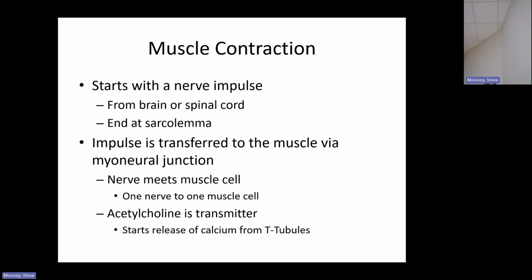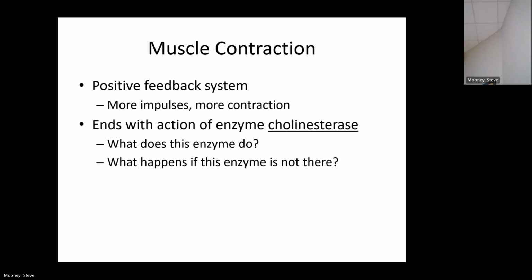So last time we talked about what happens if you can't stop that contraction, right? Tetanus is involved in that. So it's a positive feedback system: the more pulses you get, the more hits on the back of the head of the T tubules. We continue to spill calcium into the sarcoplasm. We're going to get more contraction.